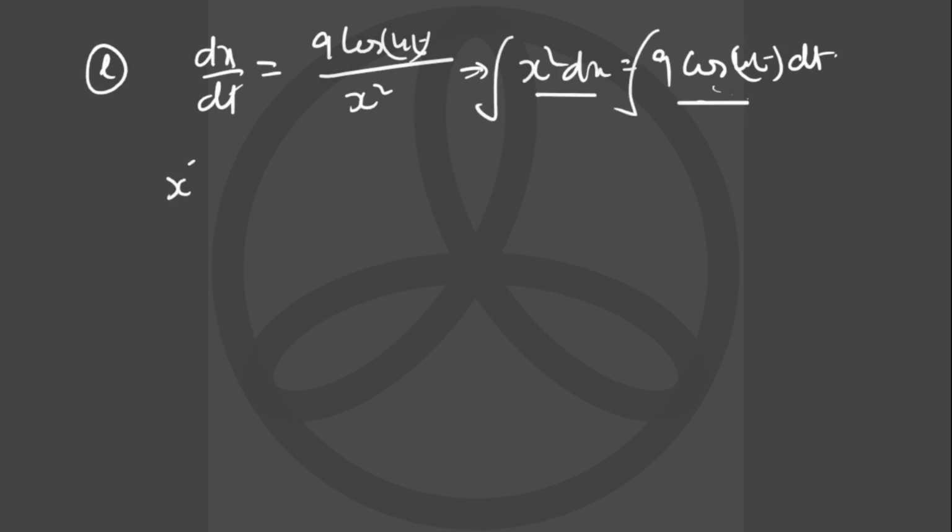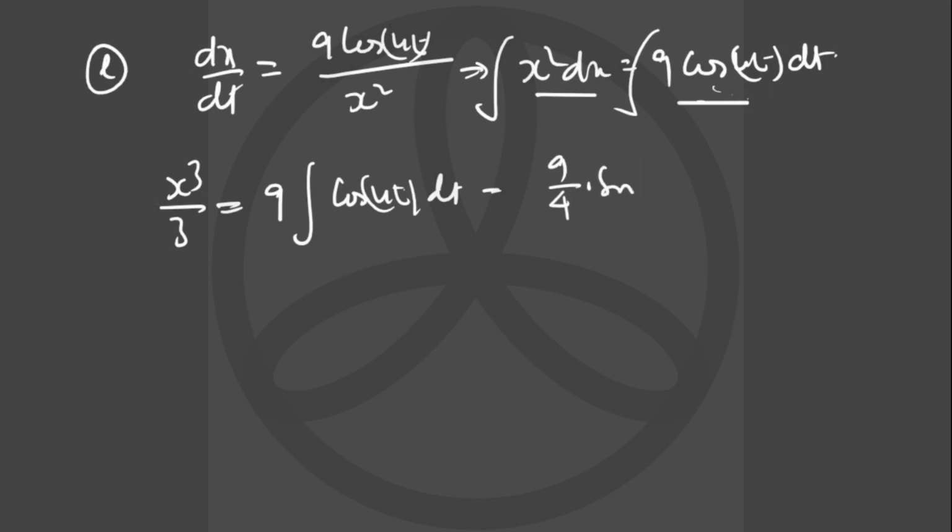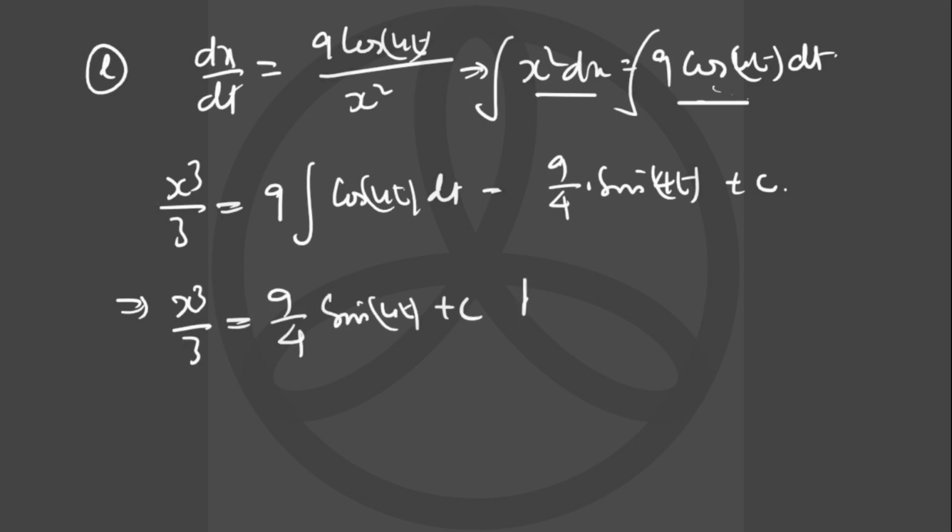So this will become x cube divided by 3 equal to 9, and we have cos 4t. So let us integrate cos 4t dt, and the integration of cos 4t will become sin 4t divided by 4. So 9/4 sin 4t plus a constant of integration c. Therefore x cube divided by 3 is equal to 9/4 sin 4t plus c.